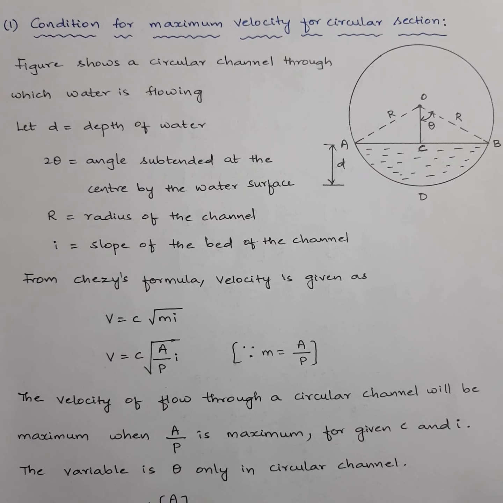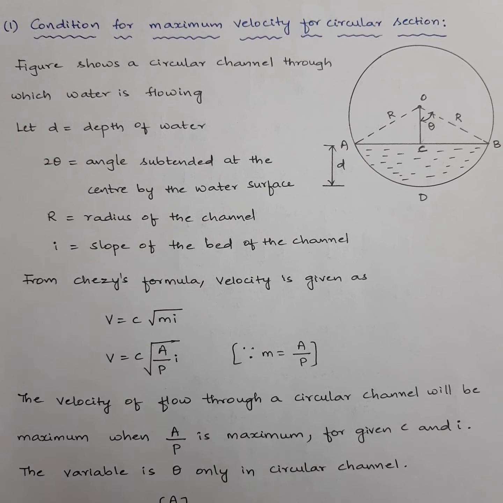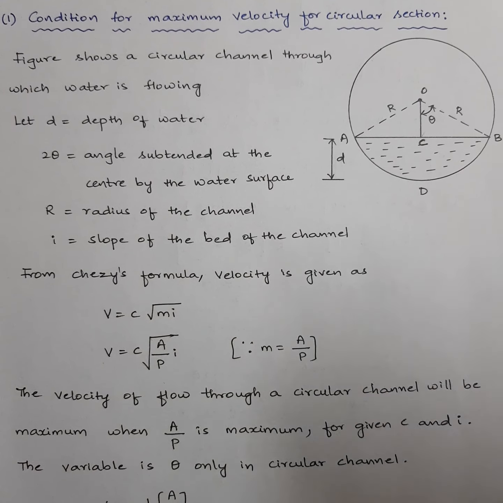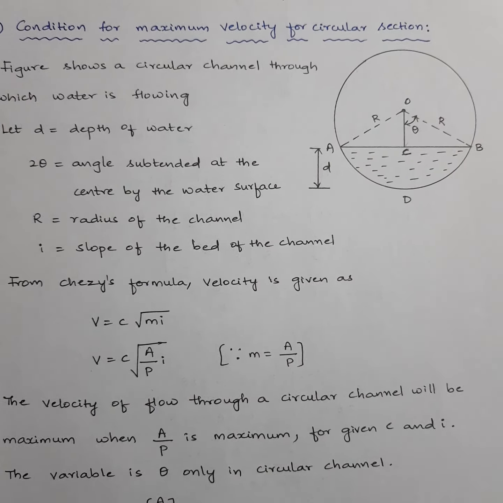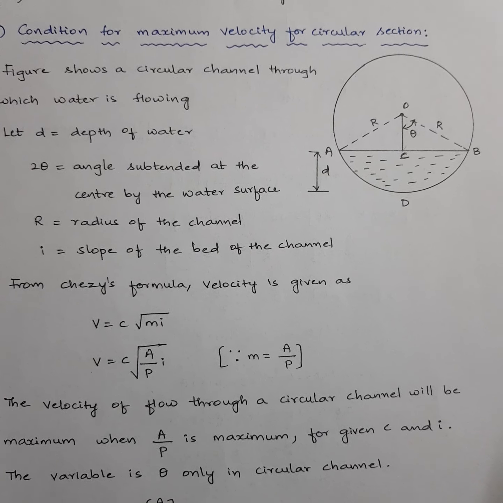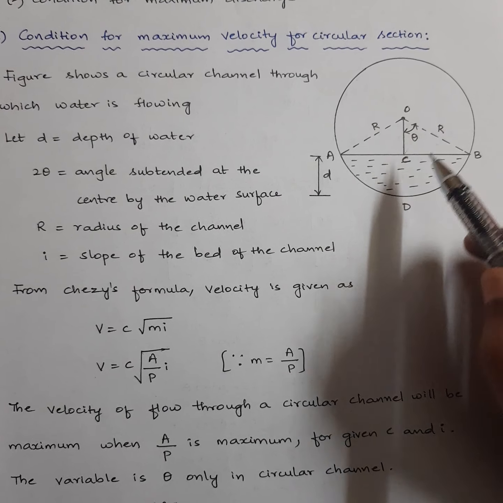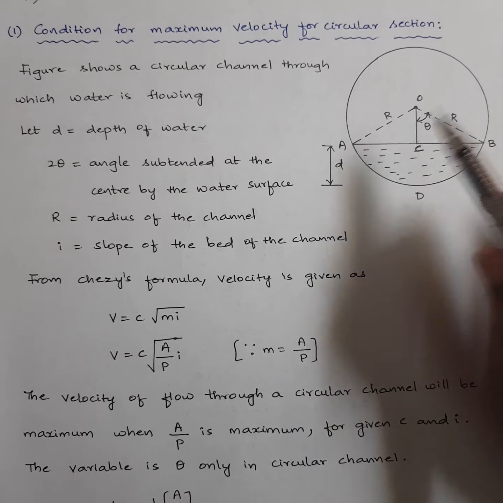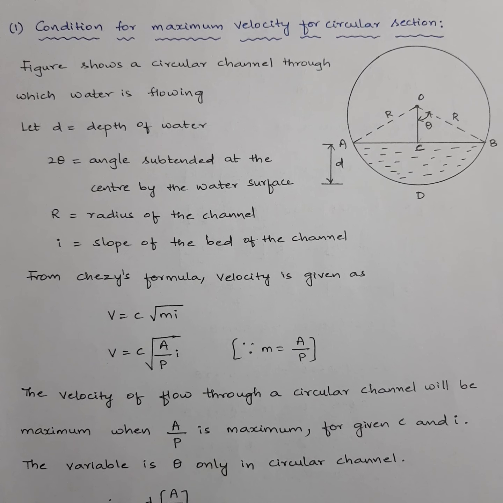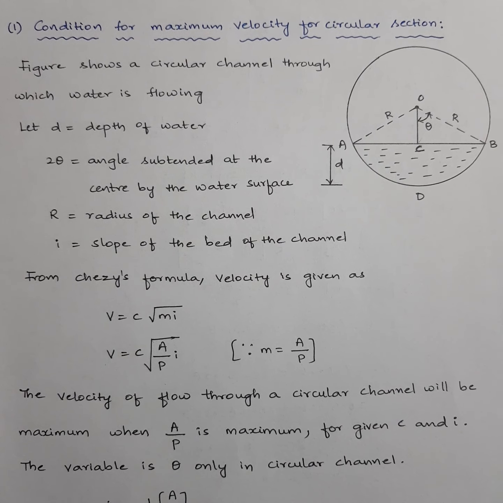R is however constant. Why? You will decide the diameter of the channel. When you are deciding the diameter of the channel, it means radius is also fixed. You are not changing it. Who is changing? Theta. Why will theta change? If the depth of water changes like this, obviously theta will change. So your velocity is dependent on theta only.